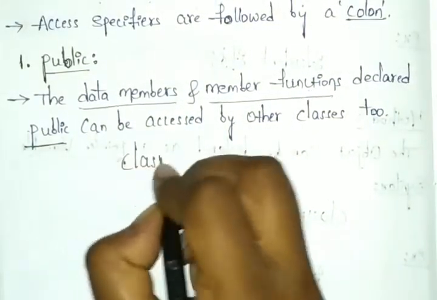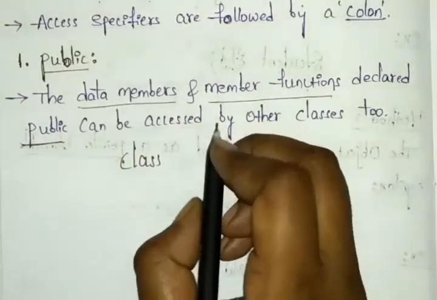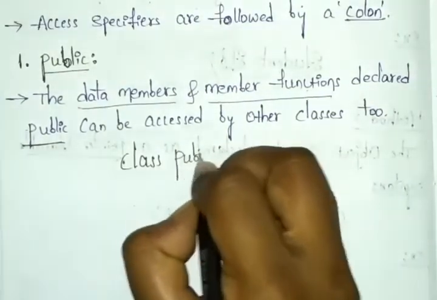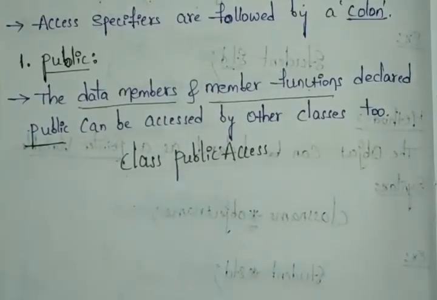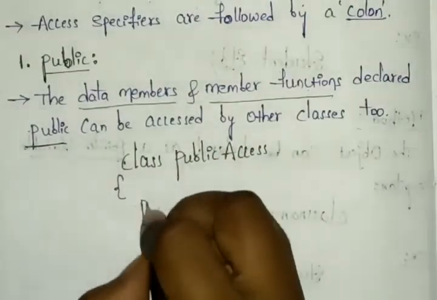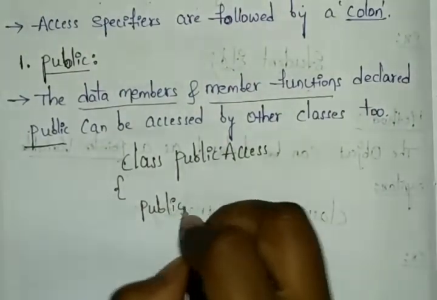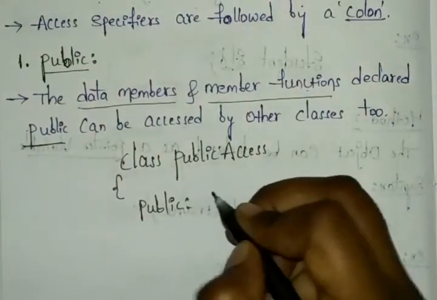Class, and here I'm taking the class name as public. Why? Because here we are writing the public type, the public keyword. So this is the access specifier. I am writing the class public access, and then open the class. In this I am using public. This is our keyword now. This keyword ends with a colon, so just write the colon.